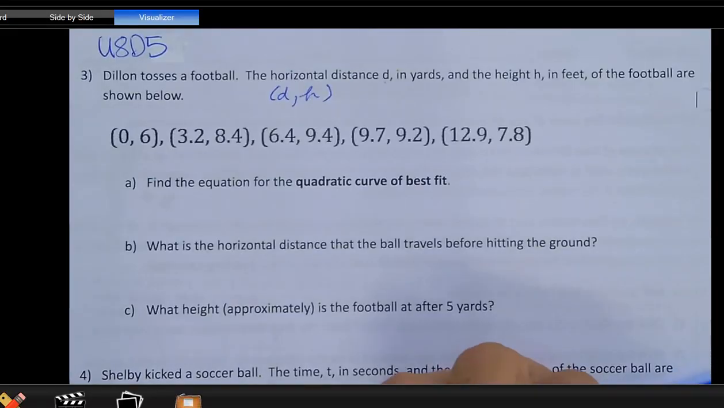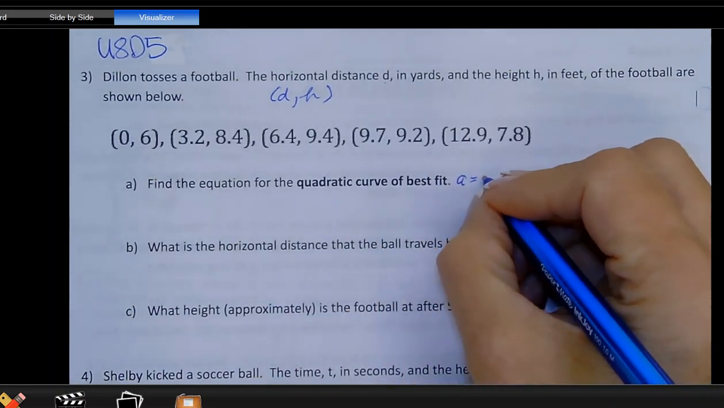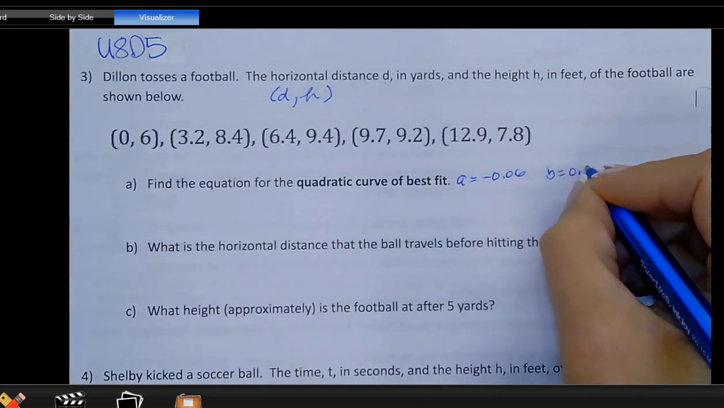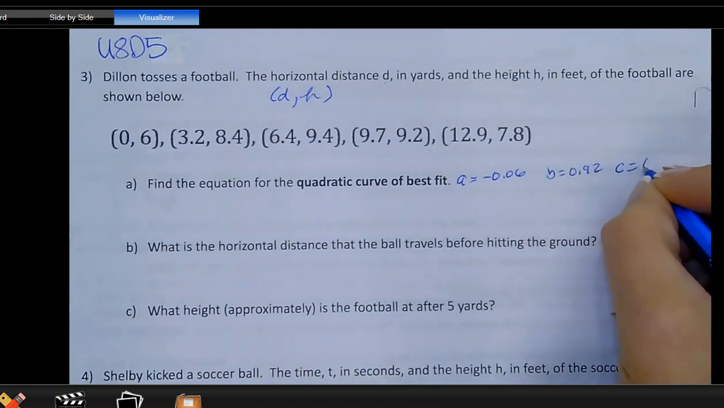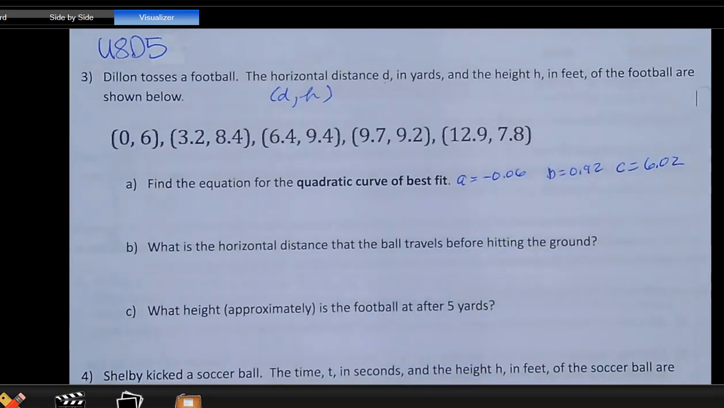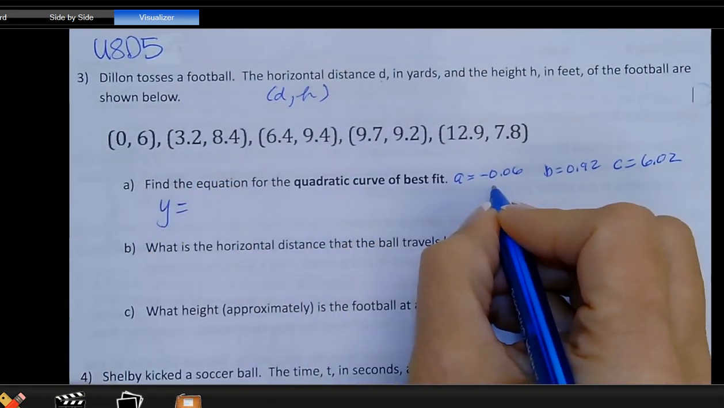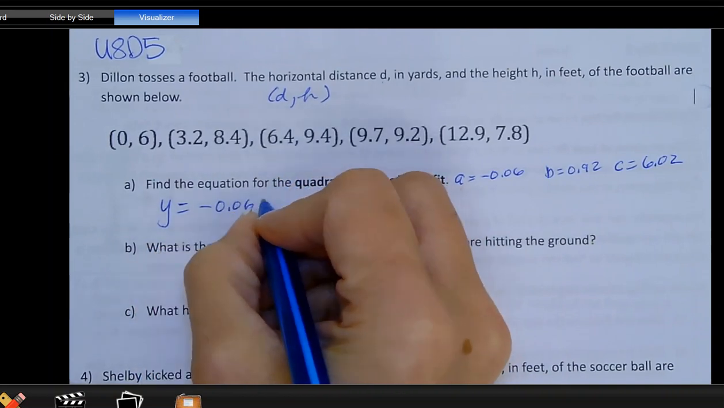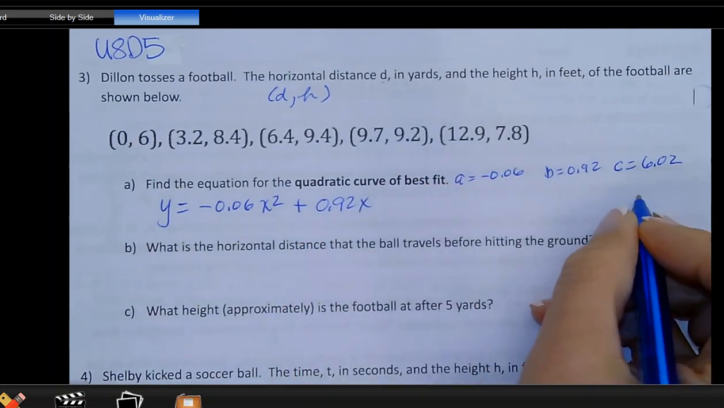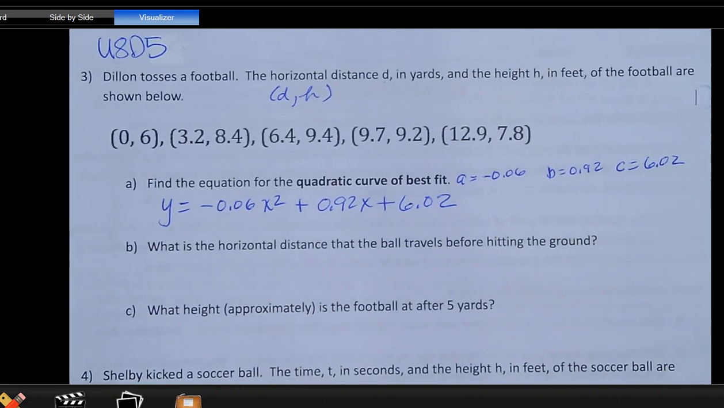that's what I'm going to put. I know that A equals negative 0.06 because Desmos told me that, and I know my B equals 0.92, and I know my C equals 6.02. Again, I know that because that's what Desmos just told me. So I can write the equation. I know y equals ax squared, so negative 0.06 x squared, plus bx, 0.92x, plus c. Okay, that is my equation that I'm going to use.